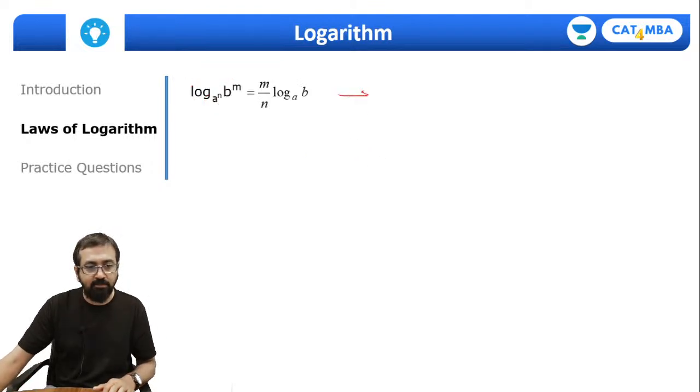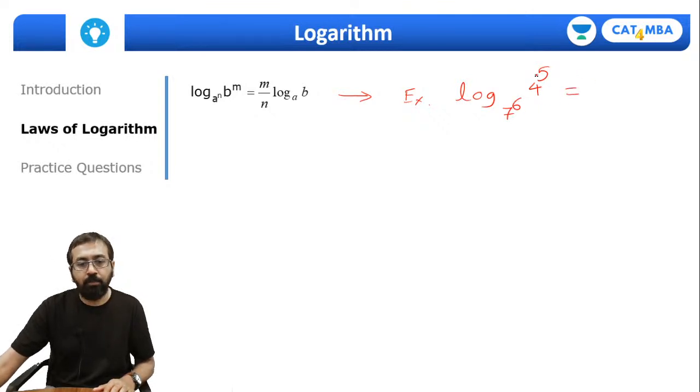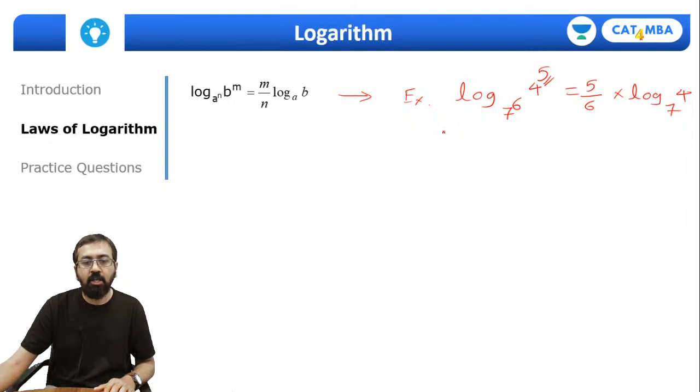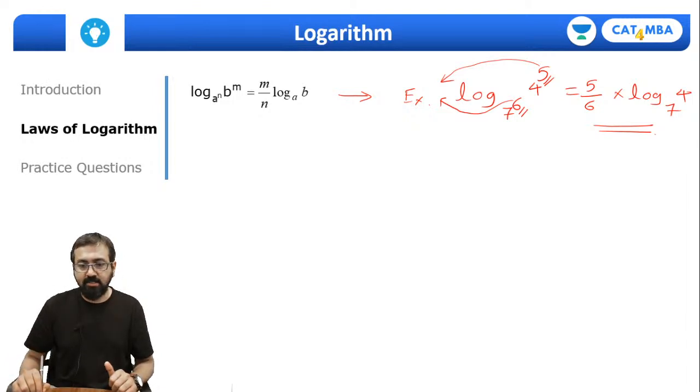Let me give you an example of this rule. For example, log of 4 raised to 5 with base 7 raised to 6 is equal to 5 by 6 into log of 4 with base 7. Please understand, identify the power. This is the power of the number and this is the power of the base. So this power will go in the division and this power will come in the multiplication. This is what I have done. Can you all do it this way? Yes, guys?